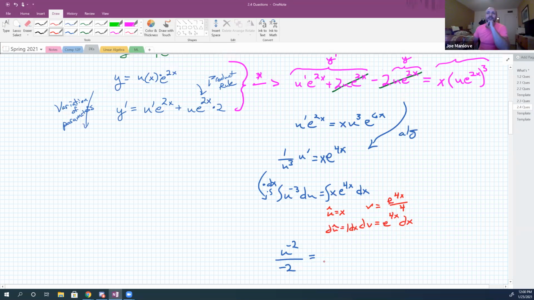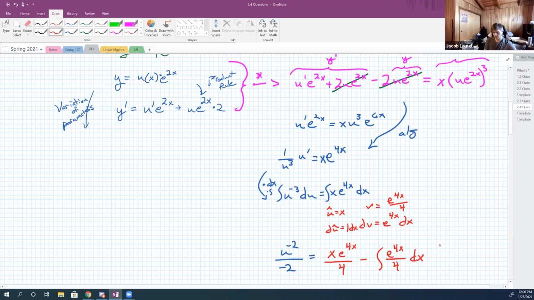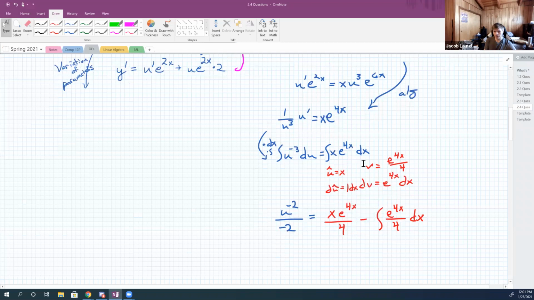And so I'm going to get uv is x e to the 4x over 4 minus the integral of v du, which is minus the integral of e to the 4x over 4 dx. I swear, if this comes out to me actually having the right answer, I'm going to be upset because everything is what I have so far. Uh-oh. The only problem is at the very end, I have a 0 in the bottom half of my fraction. When I plug in the initial values, I get a 0 in the bottom.